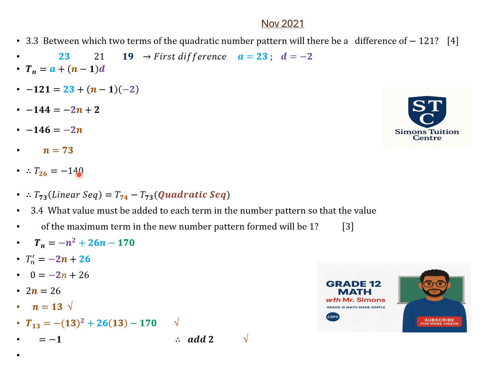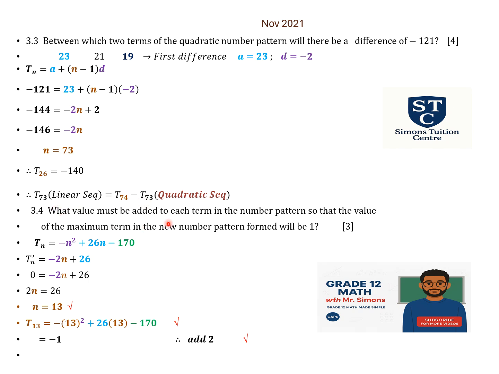Right? I have 73, so which two terms? The question should read term 73. My apologies, typing error. But we should know term 73 of the linear sequence must equal term 74 minus term 73 of the quadratic sequence. So which two terms? Term 74 minus term 73. Alright, because we have term 73 there as an answer.